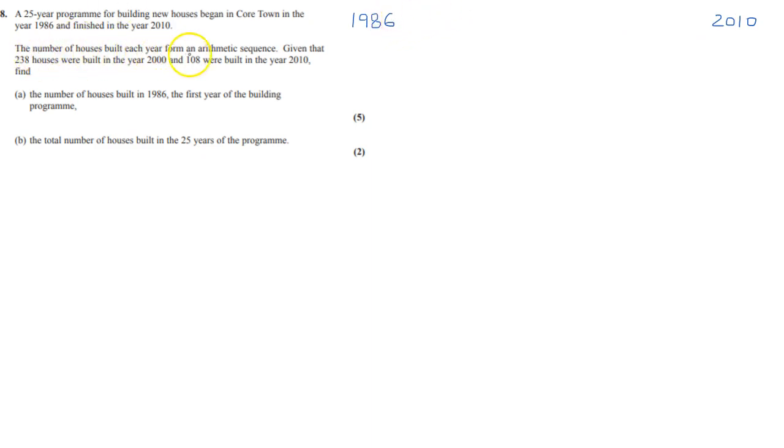Now the number of the houses built each year form an arithmetic sequence. Given that 238 houses were built in the year 2000, and in year 2010, they have built 108 houses.